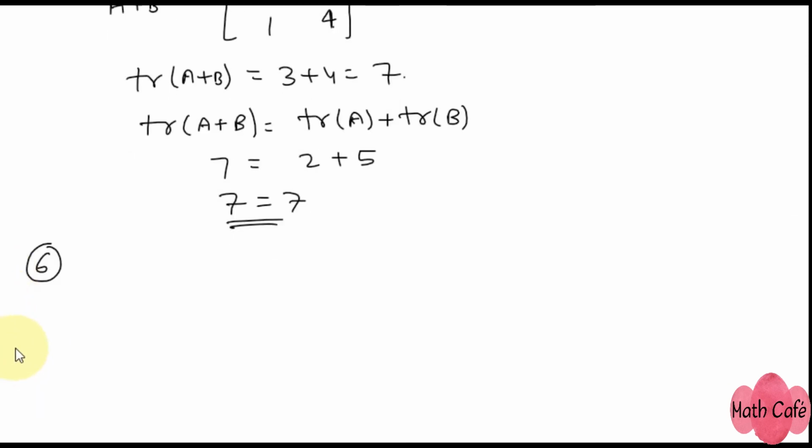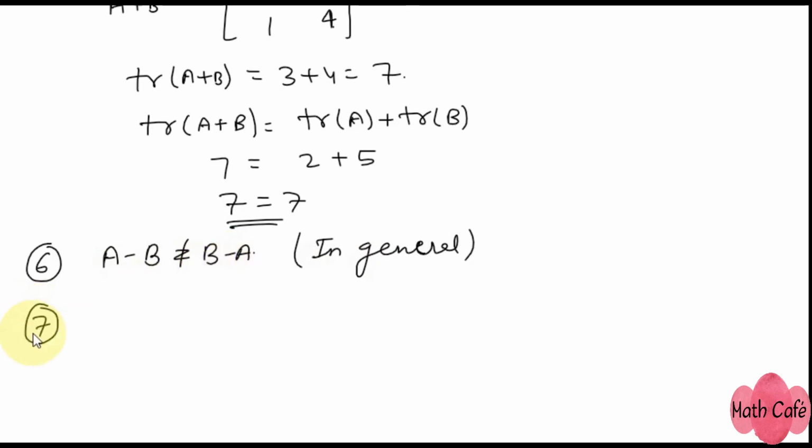Let's take another point, that is point number 6. If we are finding A minus B, that will not be equal to B minus A, in general. If we are taking A and B as 0 matrices, then this will be equal. Alright, so in general A minus B will not be equal to B minus A.